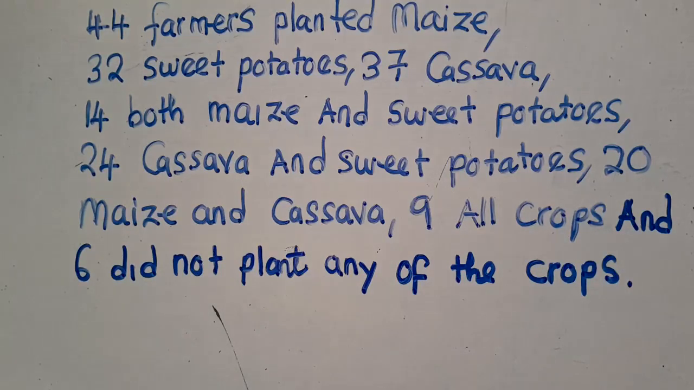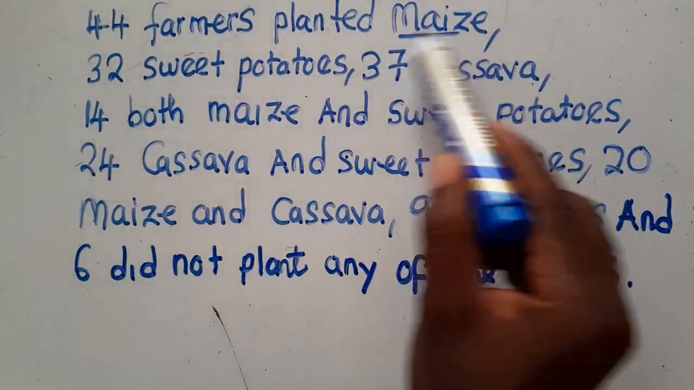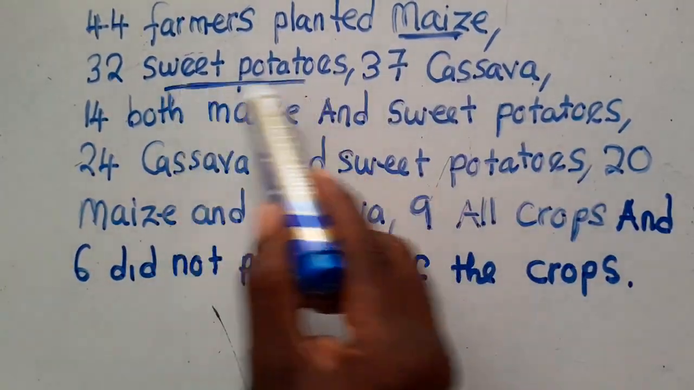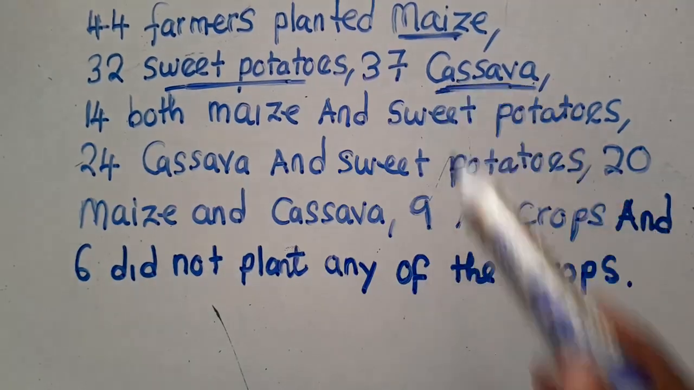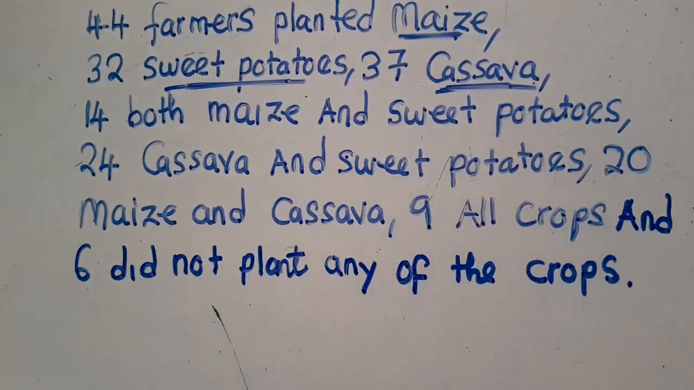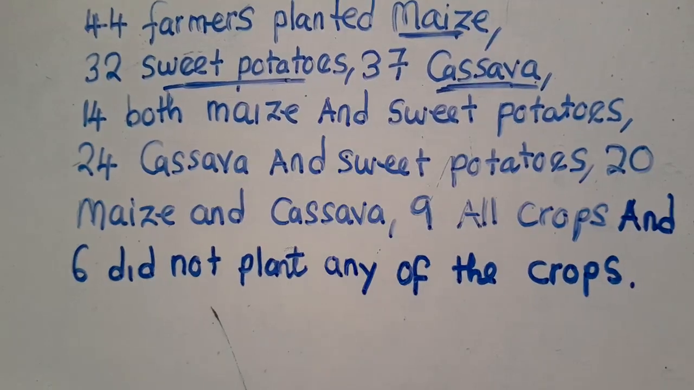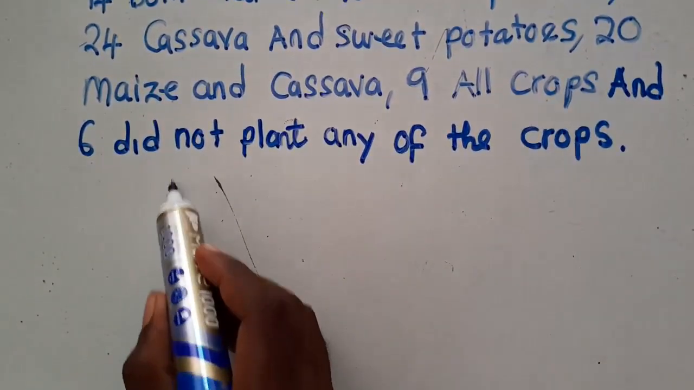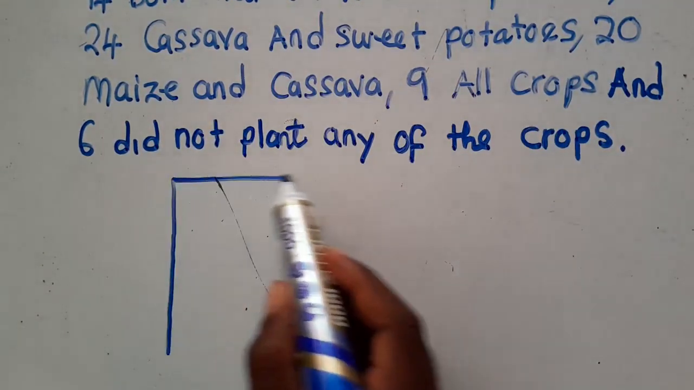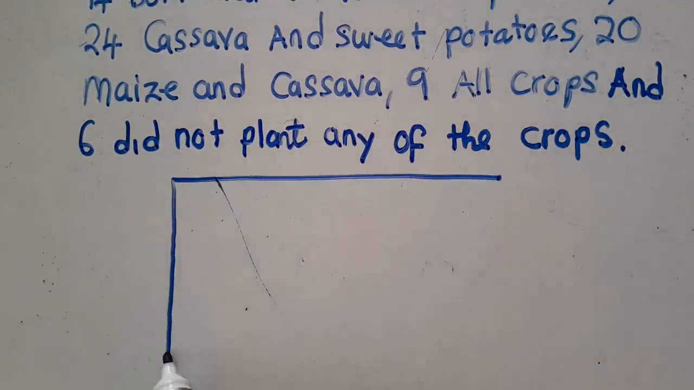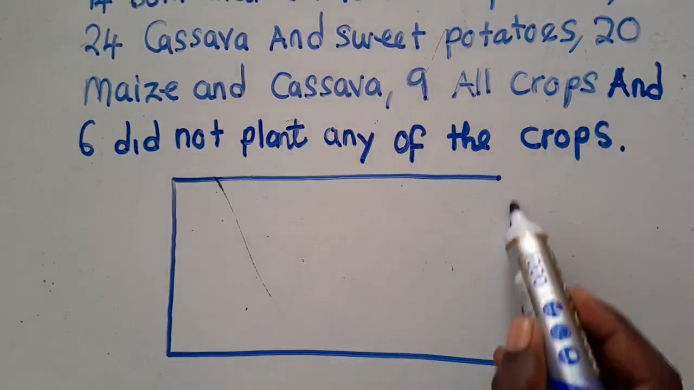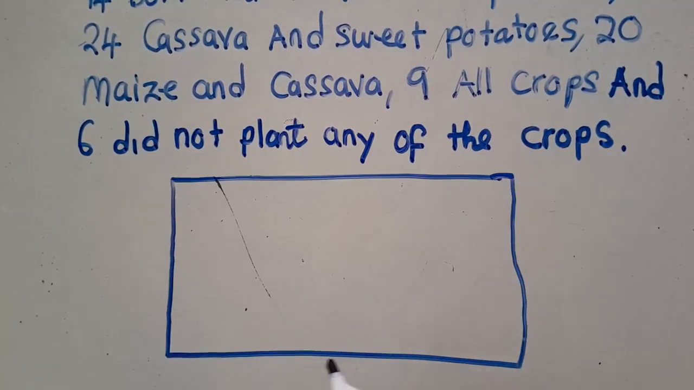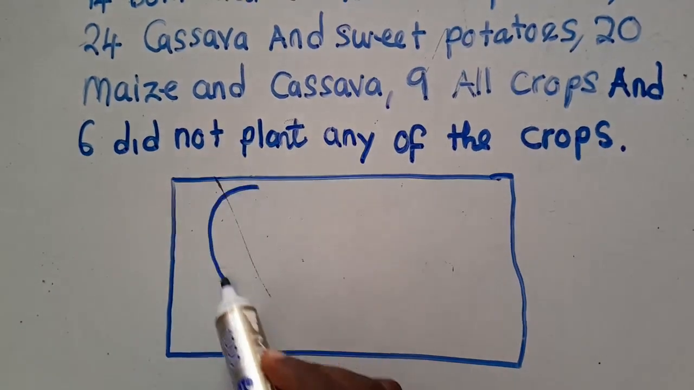So how many crops are we given altogether? We've got maize, sweet potatoes, and cassava. So we've got 3 crops. In other words, we are going to put down 3 sets. The first thing that we are going to do is draw the sets like this. No condition is given. It is just plain like that. So you do this, then you've got 3 sets.